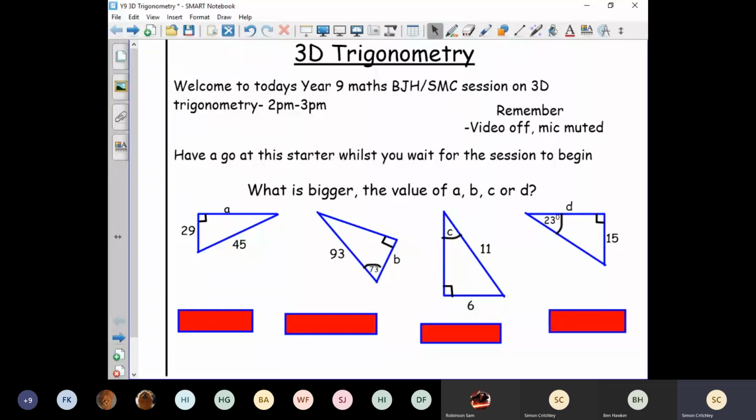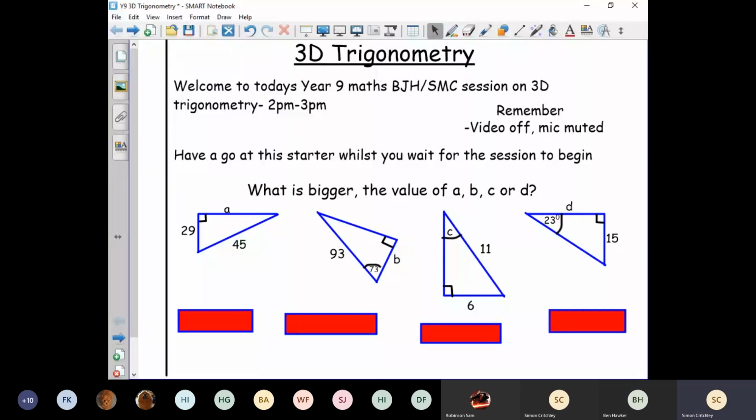And then on the VLE, the task that's been set is a worksheet for you to complete on some 8 questions on 3D trig. And then you can mark your answers, take a photo of your marked answers and upload that back onto the VLE by Friday.